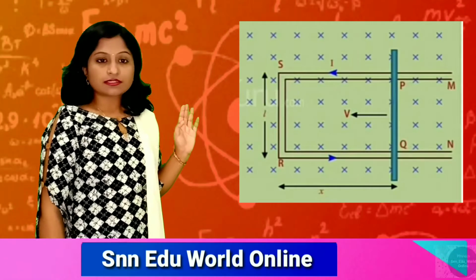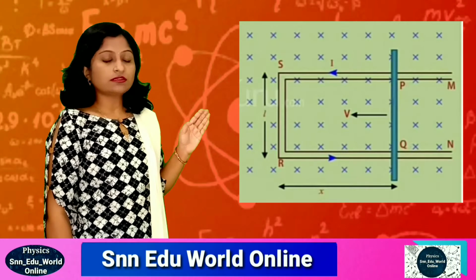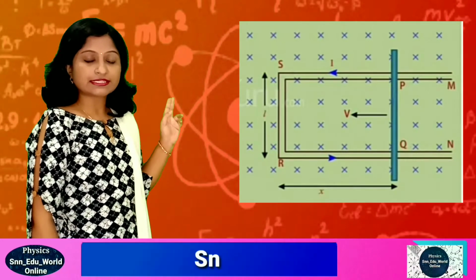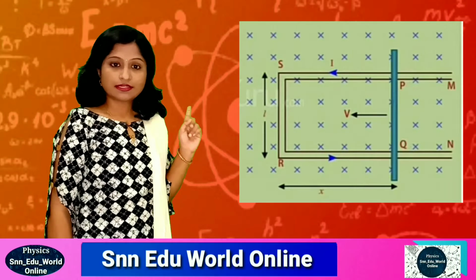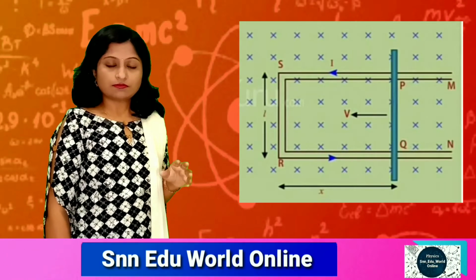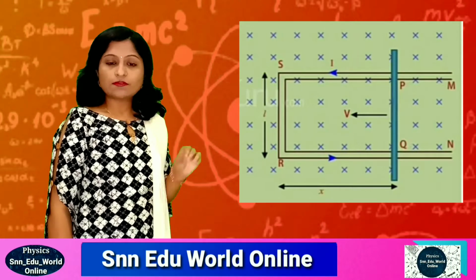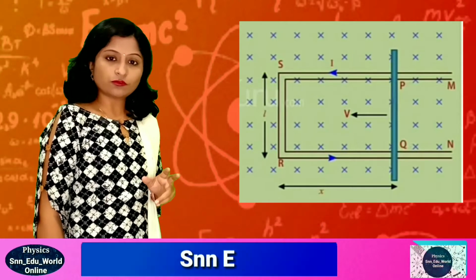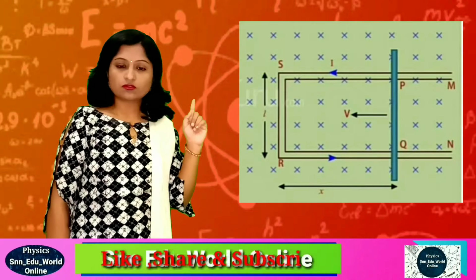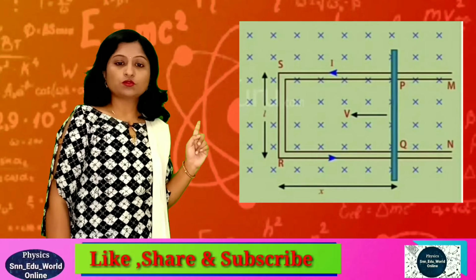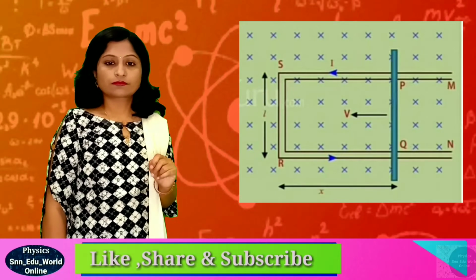The distance during the motion between the moving side PQ and the stable side SR is represented as x. That can change because PQ is movable. And due to this, EMF is developed and current will start to flow. So the direction of the current is shown in this loop as from P to S to R to Q.